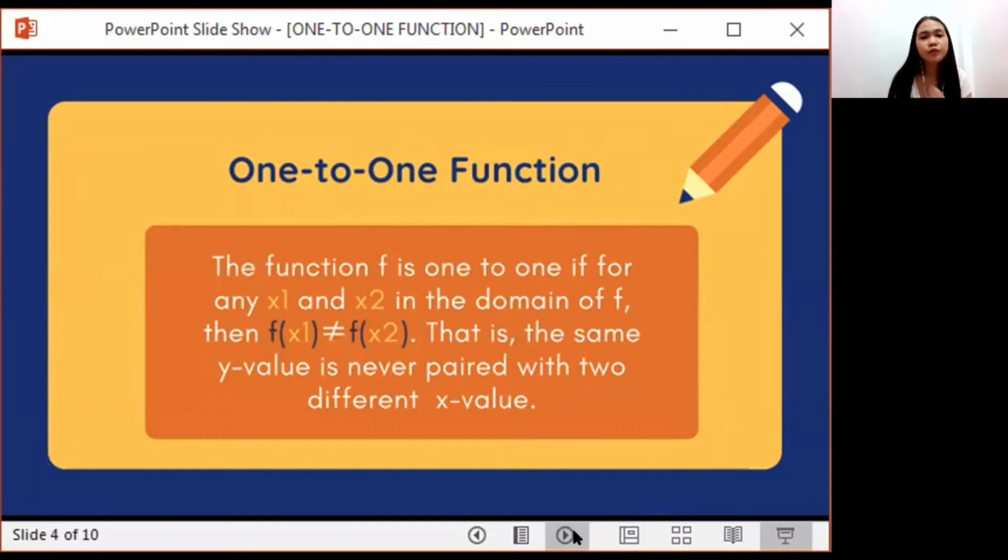That means that if you have two different x and if you substitute it to the given function, the result must not be equal. In simple words, for each range, there is exactly one domain. That is the definition of one-to-one function.